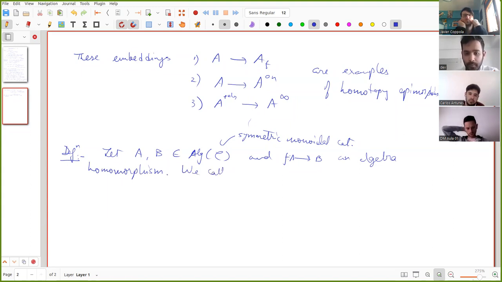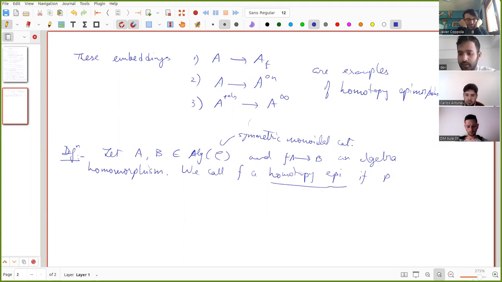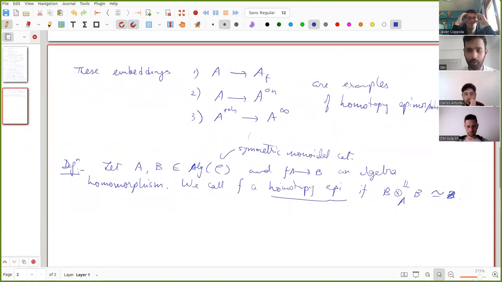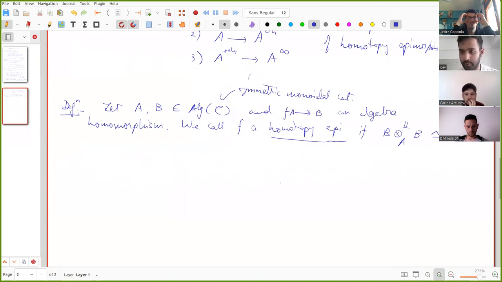Then we call F a homotopy epimorphism if it satisfies the following, which I'm going to explain in a bit. If you take the derived tensor product of B over A, then this is the same thing as B. Okay, now let me explain what that means and why it has anything to do with Hochschild homology. Are there any questions until this point?